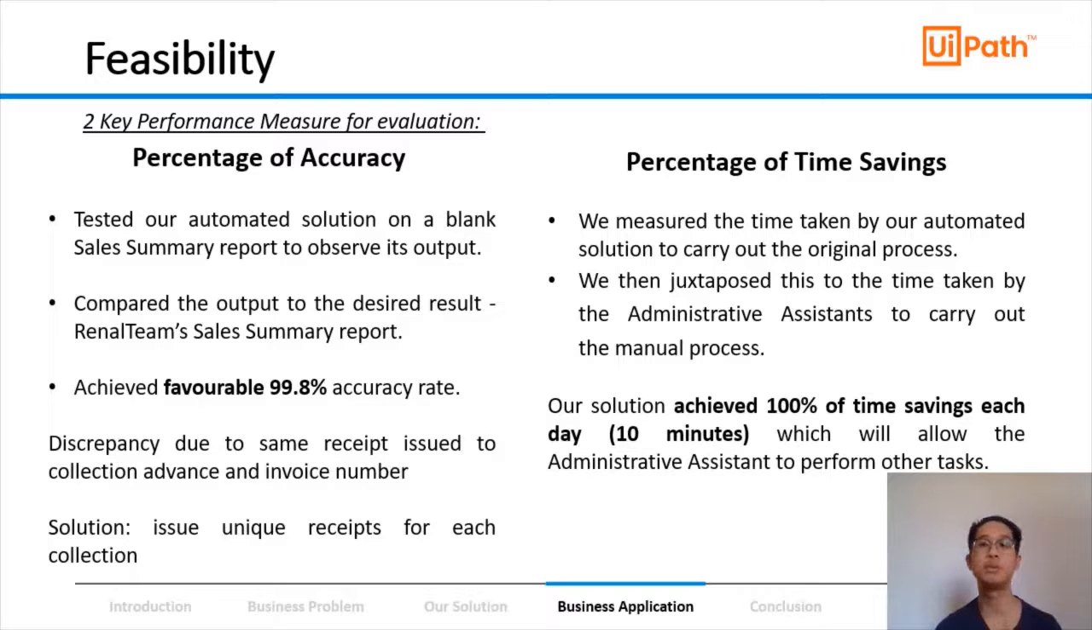We achieved a desirable 99.8% accuracy rate, and the difference was due to a discrepancy as the same receipt was issued to collection in advance and invoice number. To overcome this, we could issue different receipts with unique document numbers for collections in advance and current month billings. We also concluded that our solution achieved 10 minutes of time savings every day and enabled the administrative assistants to perform other tasks.